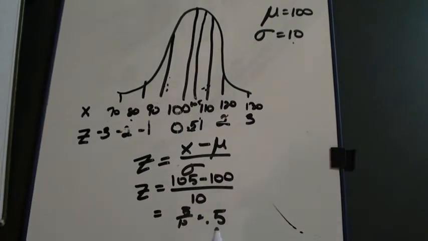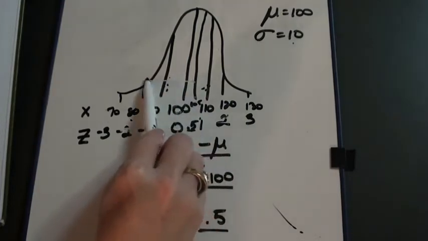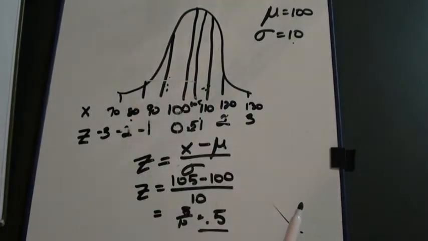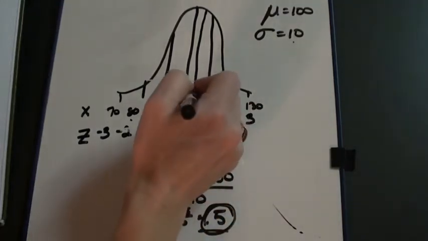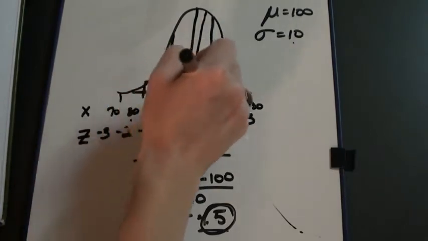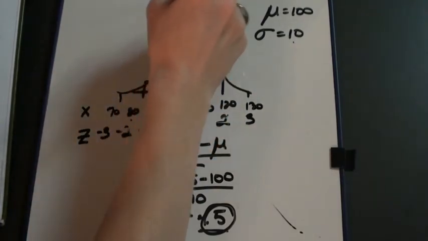Okay. Now once we know the z value, there's a table in your book that will give us the probabilities of any z value. Now the table always will read and give you the probability of being less than that particular number. So if I go look up the z value of 0.5, that is going to give me the probability of being less than 0.5. So that would give me all of this area.